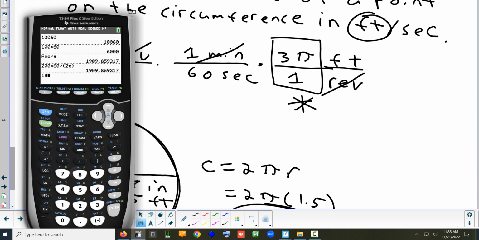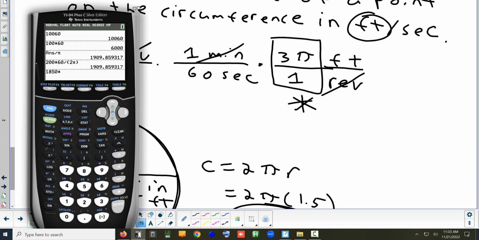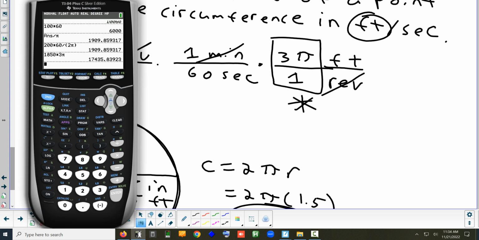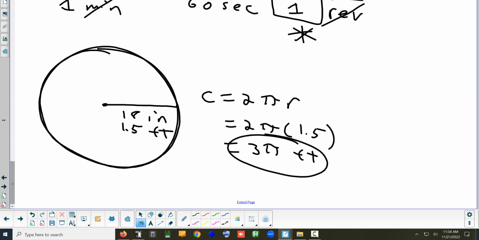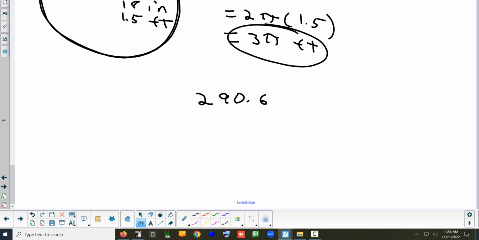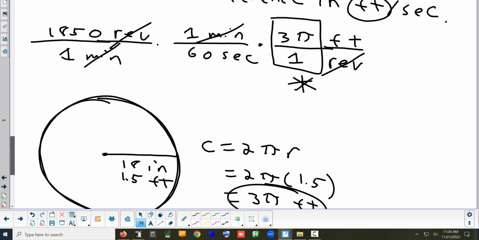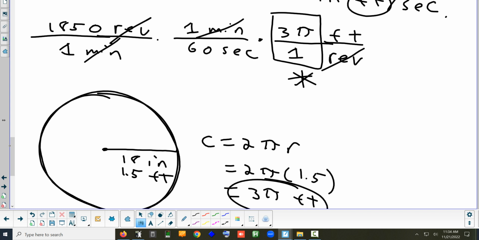So 1850 times 3 pi, and what are we dividing by? Just 60. So that's 290.6 feet per second. Any question on that? Jumping from angular to linear. What did you get as a final answer? 290.6.